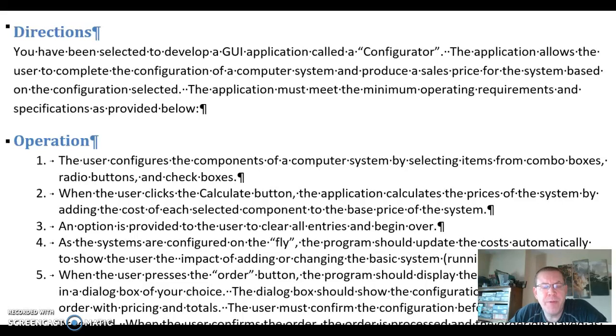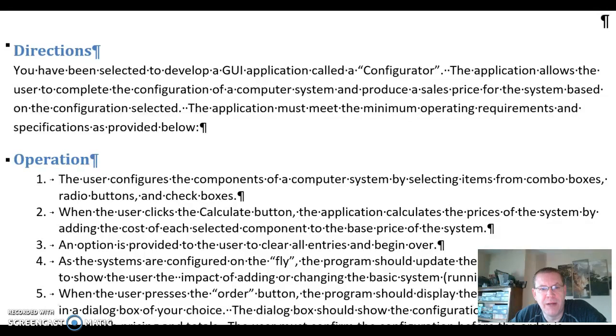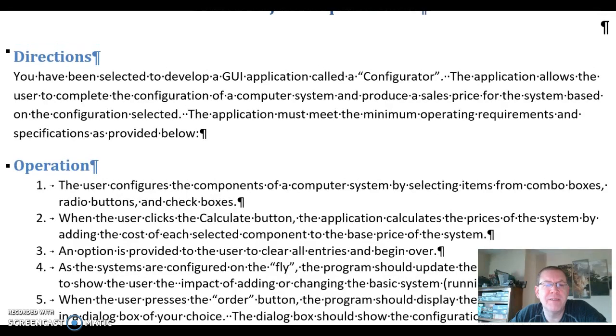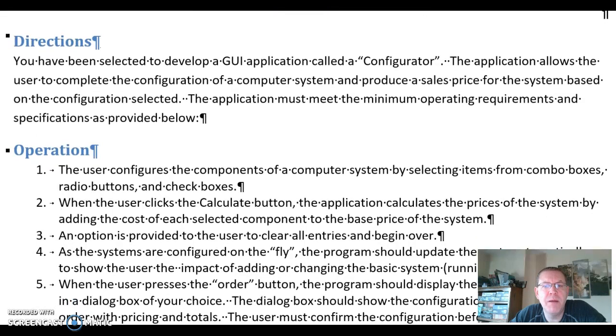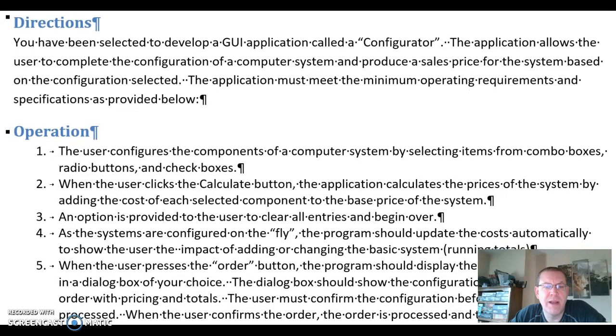Now, in this particular week, you are working on a final project, and I have the final project directions listed here. For the final project, you have been selected to develop a GUI application called a configurator. The application allows the user to complete the configuration of a computer system and produce a sales price for the system based on the configuration selected. The application must meet the minimum operating requirements and specifications as provided below.